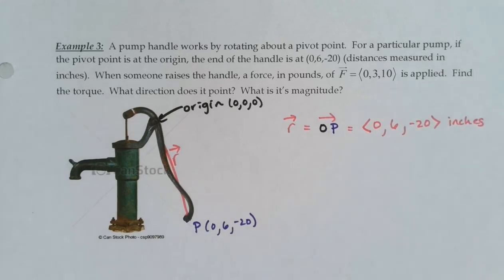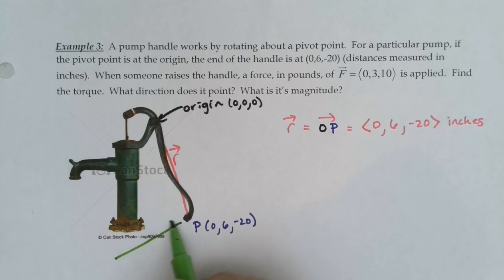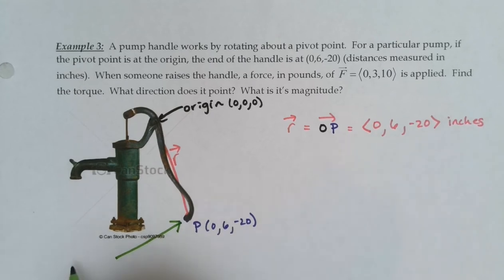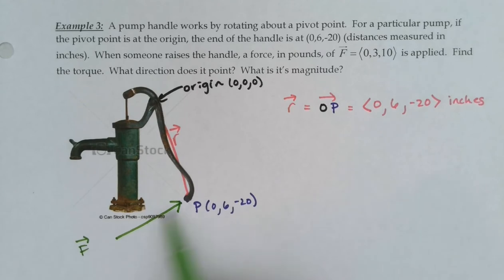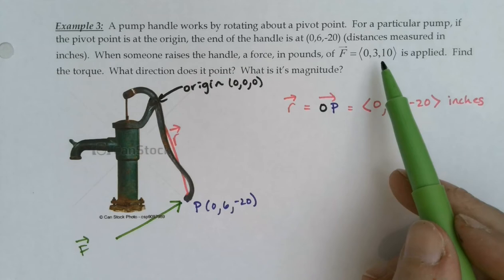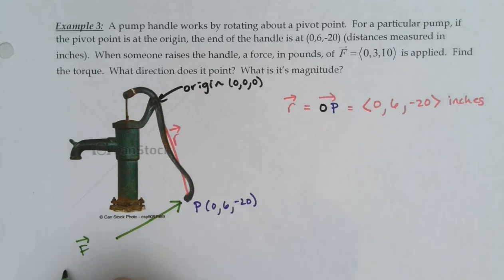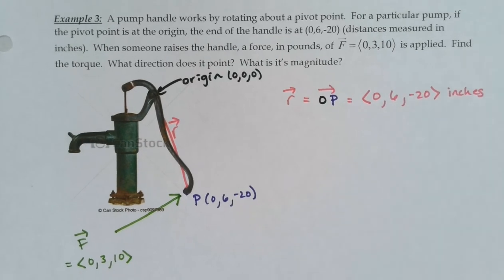All right, sure. And then you're applying a force because you're raising the handle. You're going to lift it up. So your force vector comes in like this, right? Force vector, like that. So you're going to lift. And they say that the force being applied is 0, 3, 10. Okay, so then what's the torque?